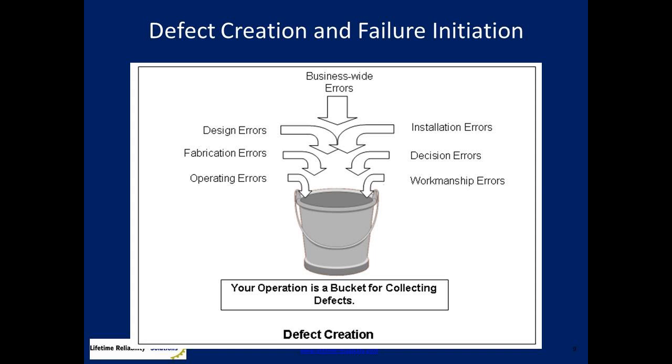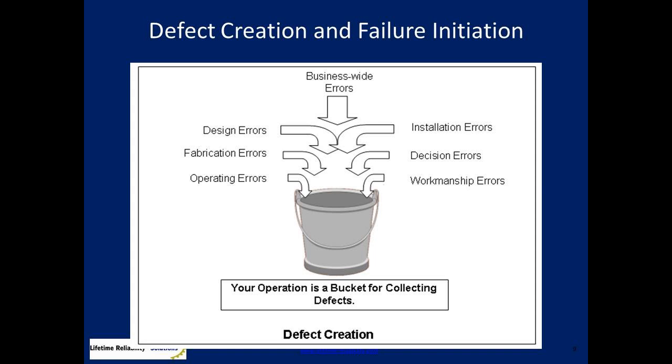And one of the things that DuPont used as an explanation of why bother doing asset management well, why bother running a plant well, why bother doing maintenance well, was that their company was actually a bucket for collecting problems. So their model is called the Defect Creation and Failure Initiation model. I want to explain what they meant by that, and in particular where this takes us in our thinking of how to create reliability.